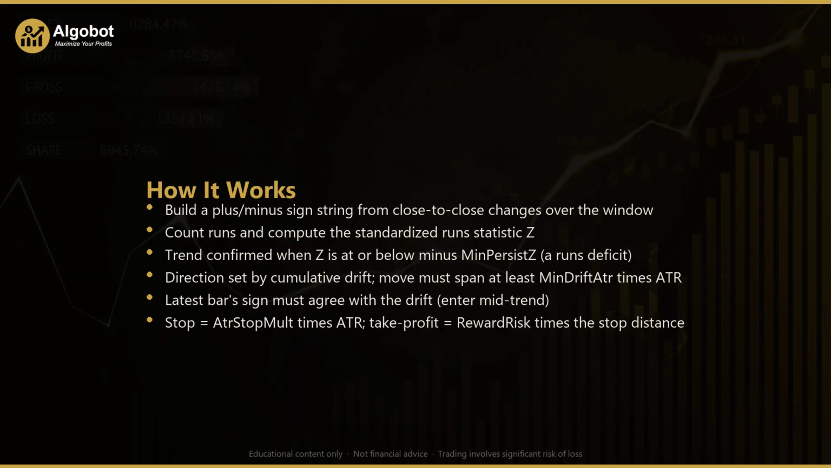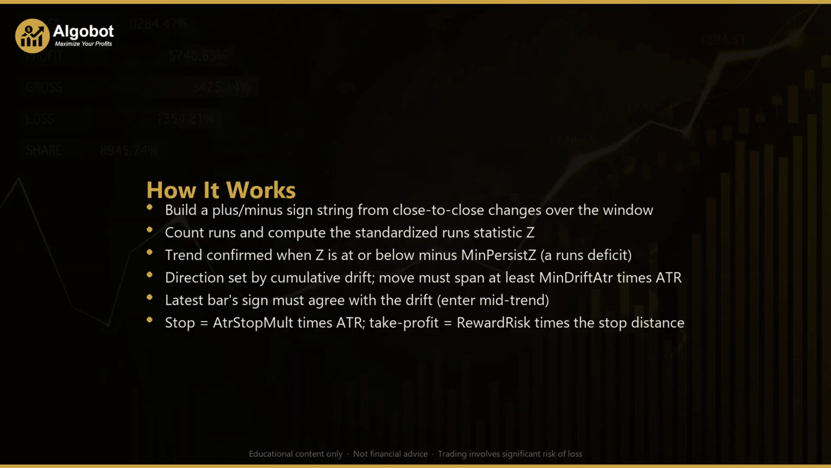Once a trend regime is confirmed, direction comes from the cumulative drift, the net change in close across the whole window. If that drift is positive, the bias is long. If negative, short. Two more filters must agree. The size of the drift has to span at least MinDriftATR times the average true range, so a flat, sideways cluster is ignored. And the most recent bar sign must match the drift direction, so the EA joins an ongoing move instead of stepping in against a fresh counterswing.